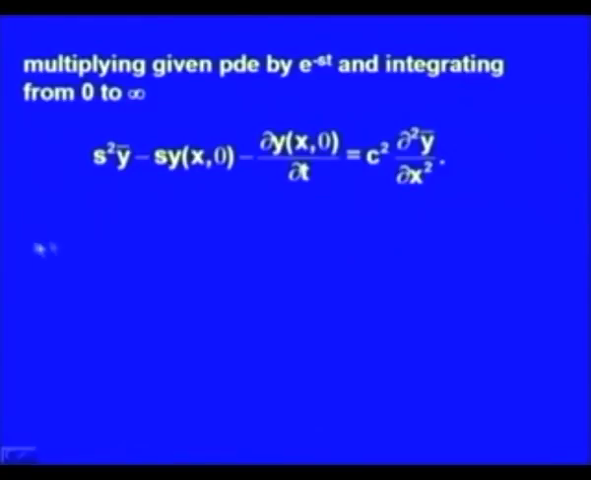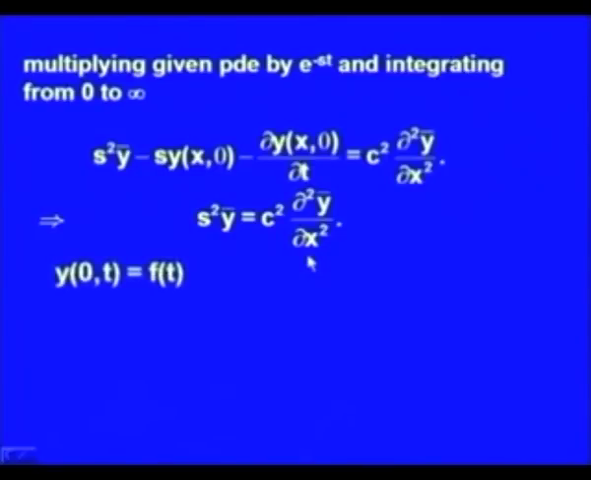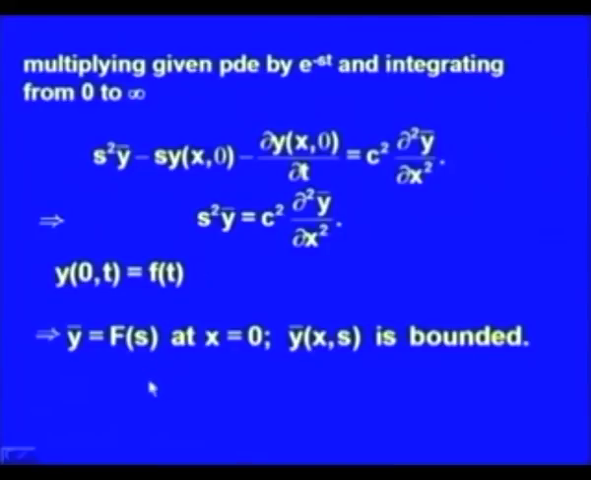Now, let us take the Laplace transform of the given partial differential equation. We will have this equation. After using the given conditions, it reduces to s square y bar equal to c square del square y bar over del x square. y of 0, t equal to f of t gives you y bar equal to f bar of s at x equal to 0, and y of x, t is bounded. So, y bar of x, s is also bounded.